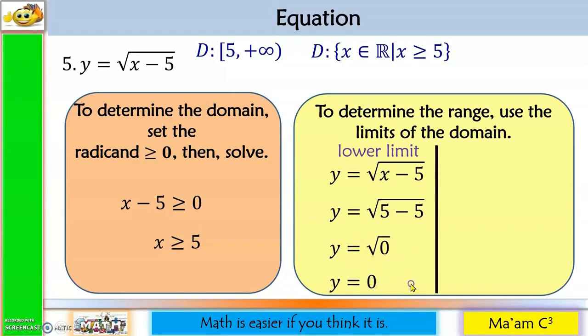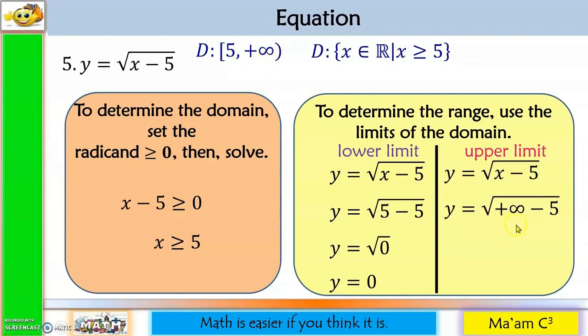Now for our upper limit, let's copy the function again. And this time, let's substitute positive infinity. So y is equal to the square root of positive infinity minus 5. A very big number minus 5 is still a very big number. And a square root of a very big number is still a very big number.